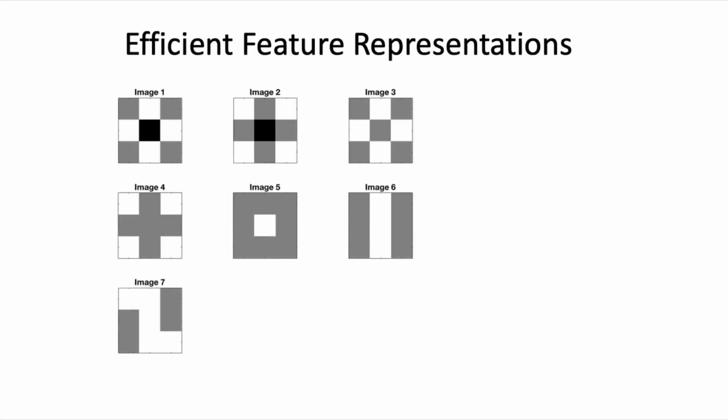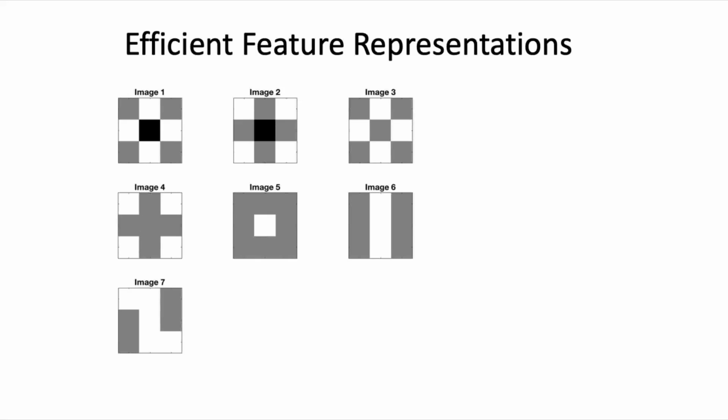What does it actually mean to have an efficient feature representation? Let's look at this using a simple toy example. Let's go back to our imaginary world of only 3 by 3 images and reduce this world even further. Let's say that we use images to communicate, and we only have 7 possible images that we use for communication, and they look like this.